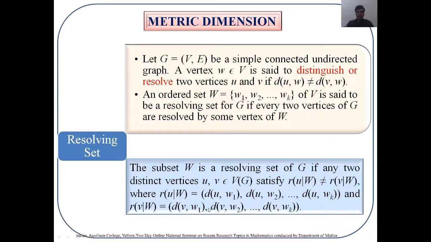This will give the representation for v, and this expression will give the representation for u. If both representations are not equal, then we say that these two representations are different, and it should be true for any two vertices. If it is so, then we say that W is a resolving set for G.